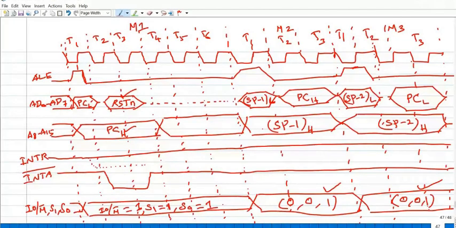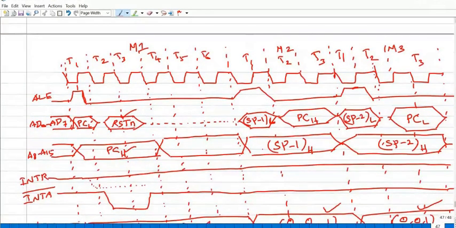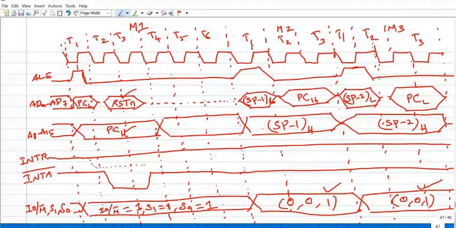So any doubt? Draw the timing diagram for the interrupt acknowledgement machine cycle and execution of an RST instruction. Are you clear about this diagram? How to draw it? Don't be like a classroom. At least respond to me. Do you have an idea or not?